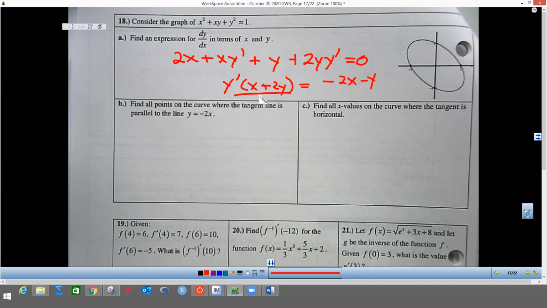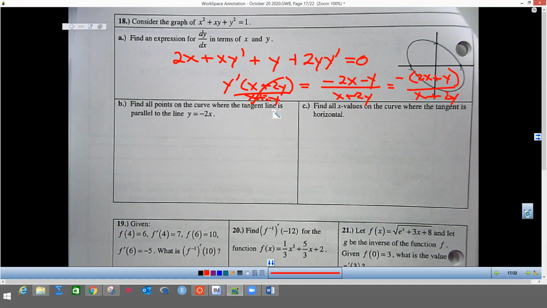And then I gotta divide by this x plus 2y, and those reduce. Divide by x plus 2y. So there's that answer. And again, you could write this and leave the negative out front and do this. Either way is okay. So either one of these two is fine.